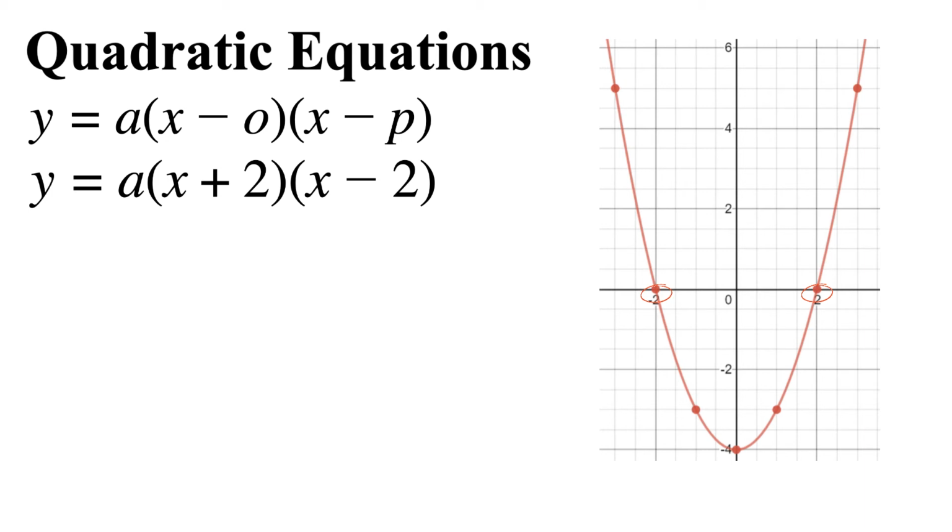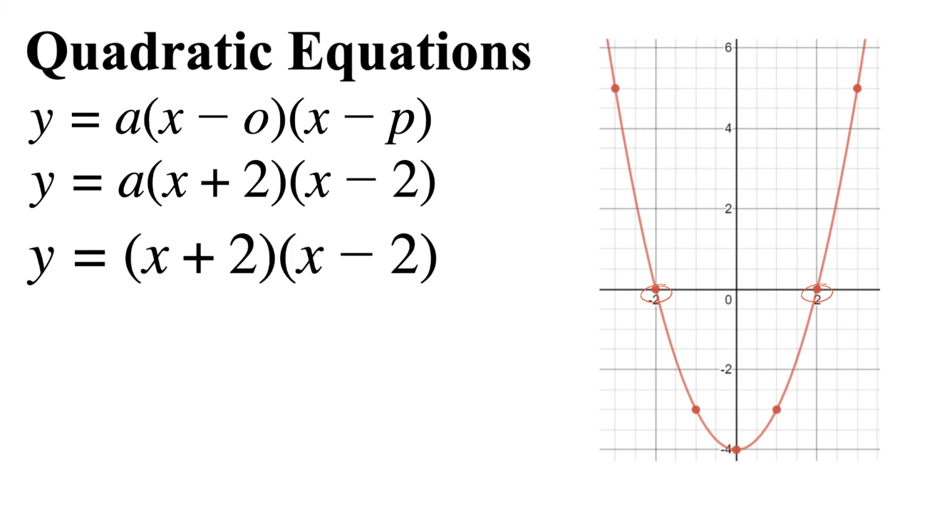Then, to find the coefficient a, plug in a point on the parabola. Let's take (1, negative 3). Insert the x and y values of the point into the equation. After this step, we can obtain the a, which is 1. Finally, this gives us the final equation in factorized form: y equals (x plus 2) times (x minus 2).